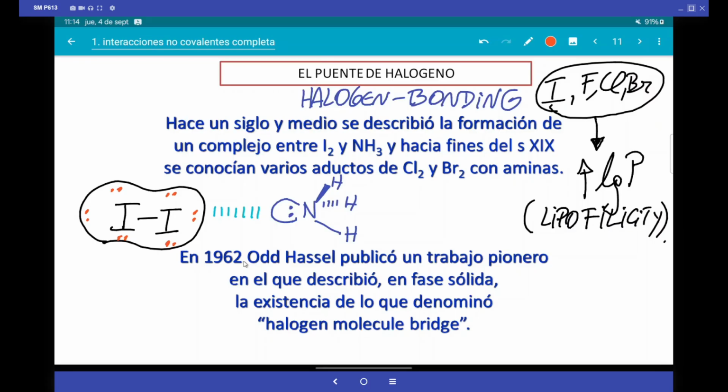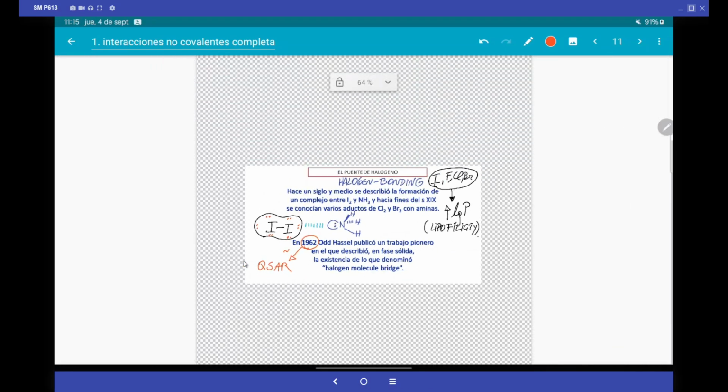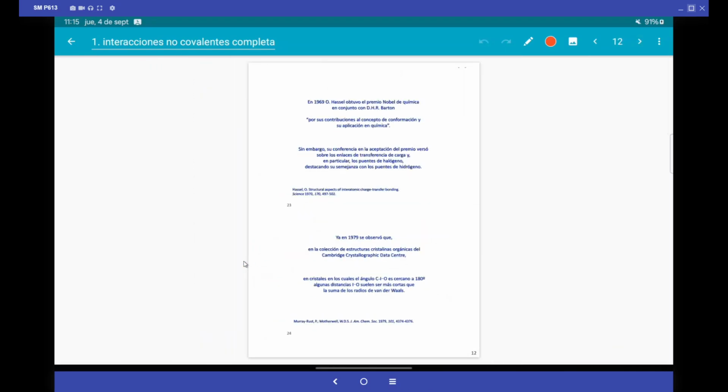In the year 1962, Hassel published a work in which he described in solid phase what was called for the first time in that year the molecular halogen bridge, which is more or less the date when it begins to be spoken of for the first time. That is when the so-called Cursor studies were invented. So in parallel, more or less to that date, the Cursor issue was happening that we are also going to see.